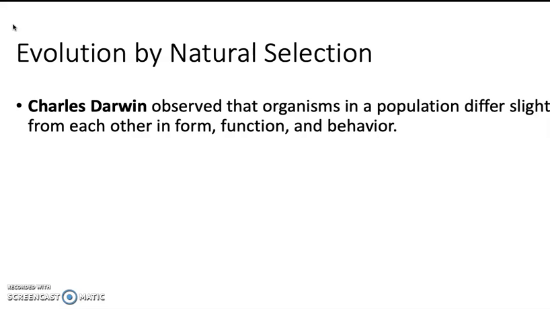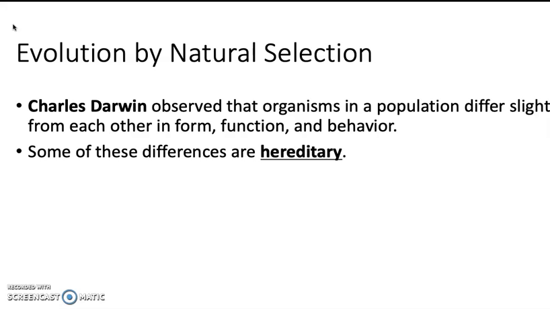Now, a very important person, Charles Darwin. He was a very important scientist who observed that organisms in a population differ slightly from each other in form, function, and behavior. He studied a lot of different species and noted some very important functions and behaviors about these animals. Now, some of these differences are based on heredity.